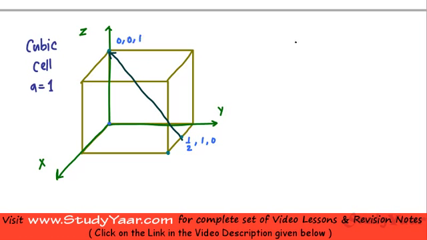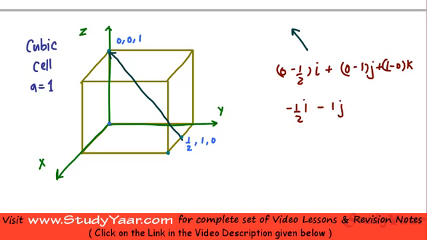So the vector which represents this direction is going to be 0 minus half i plus 0 minus 1 j plus 1 minus 0 k. Okay, so this basically gives me minus half i minus 1 j plus 1 k. So after resolving I am going to be left with minus half, minus 1 and 1.